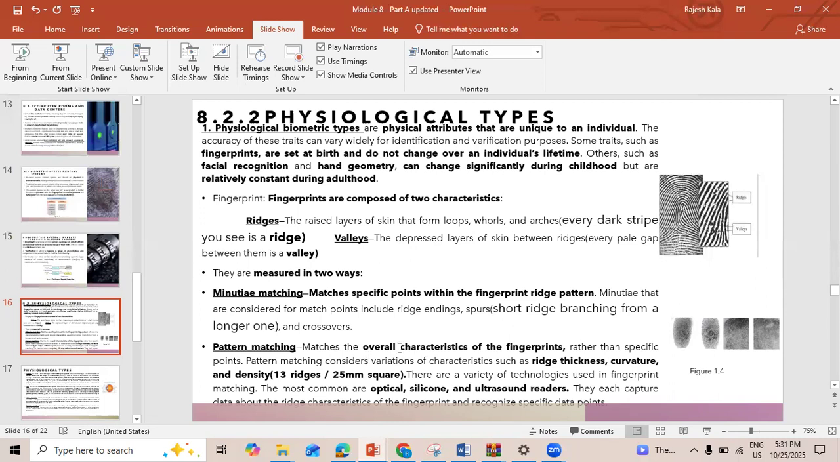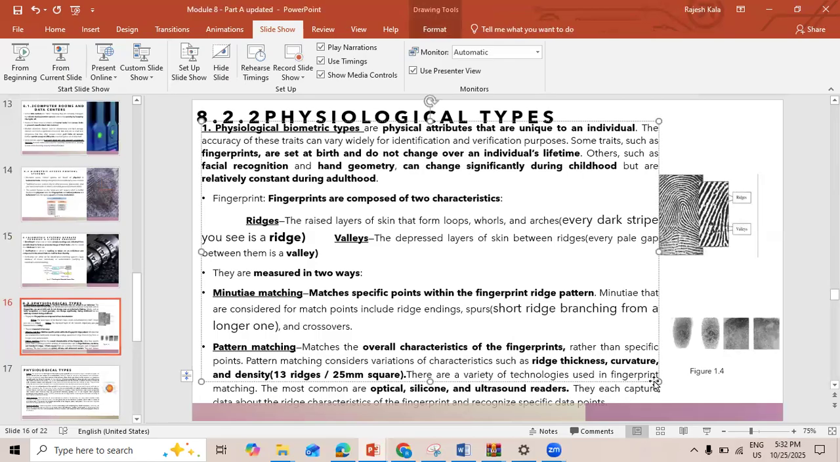They measure the overall fingerprint characteristics, like how thick the ridges are. What about the curvature? How much curve do we have? Density: how many ridges per square unit? See here, 13 ridges per 25 square units. In that particular location, how many ridges are there and how thick they are, these are measured.